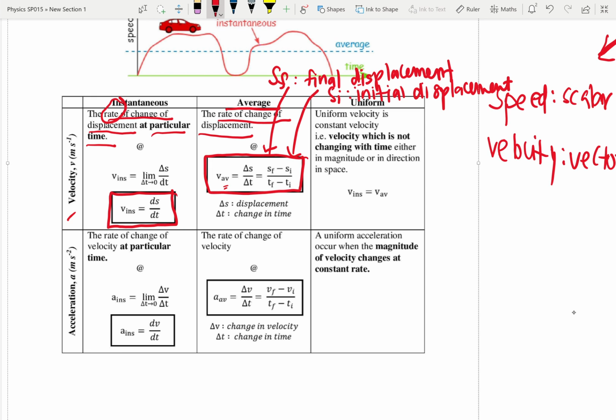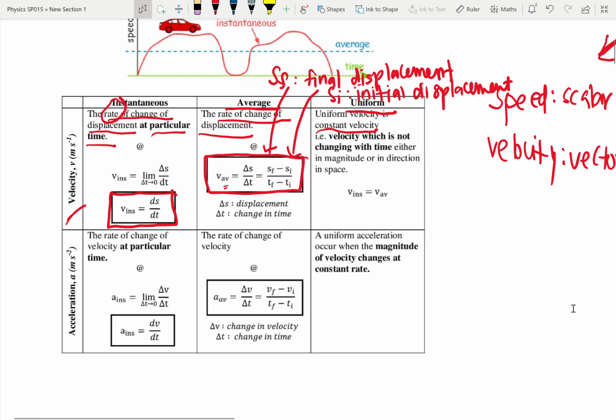And then uniform velocity. Uniform velocity is constant velocity. Uniform velocity means constant velocity. That means the velocity is uniform. It has no change in speed. The velocity is the same at any time, or maybe over a range of time the velocity is the same.